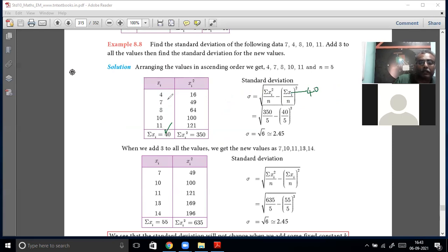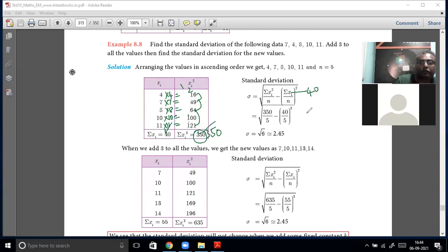Now let us find x of i squared. 4 into 4, 16. 7 into 7, 49. 8 into 8, 64. 10 into 10, 100. 11 into 11, 121. Now you have to find the sum of all this. 16 plus 49 plus 64 plus 100 plus 121 comes to 350. So 350 is correct.